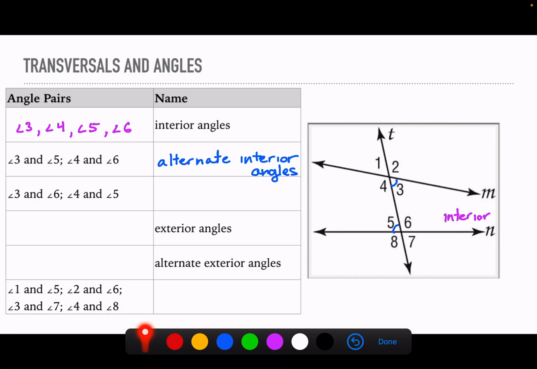Same thing goes with 4 and 5, or 4 and 6. We can see that 4 is over here and 6 is over here. So they're alternating this transversal. They're switching sides, but they're staying on the interior of these 2 lines.